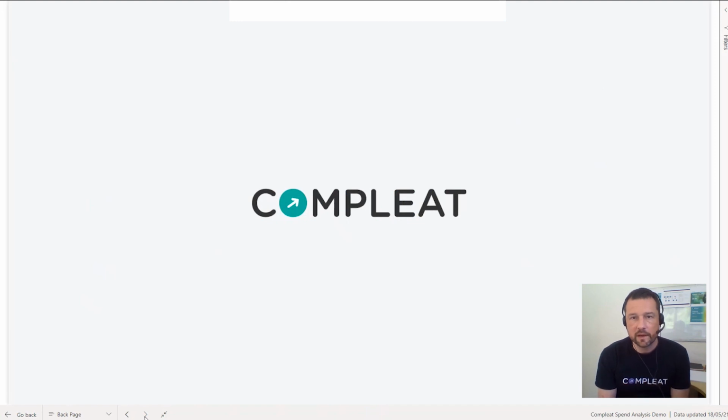Complete spend analytics, powerful detailed reporting for the future of procurement and finance, making it possible to achieve the extraordinary.